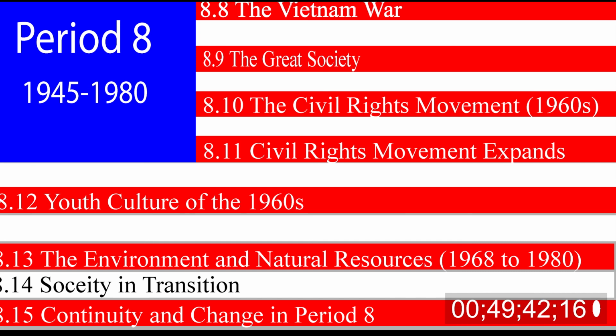Society in transition. Basically, there's a lot of turmoil in America during this time period. And they were like, oh, what should we do? And as a response to all these changes, there's a rise of conservatism, and on both sides, people were kind of hurt by certain things that are happening.